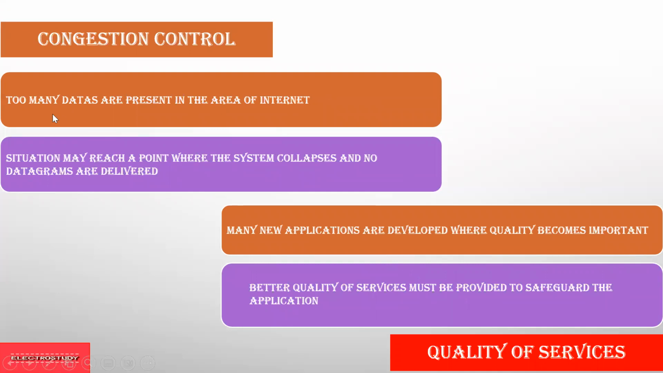Congestion control: there is a capacity for the network transmission path to hold the data. Too much data should not be present in an area. If the data present in the transmission medium exceeds its capacity, then it will reach a point where the system completely collapses and no datagrams are delivered to the host end. And quality of services.